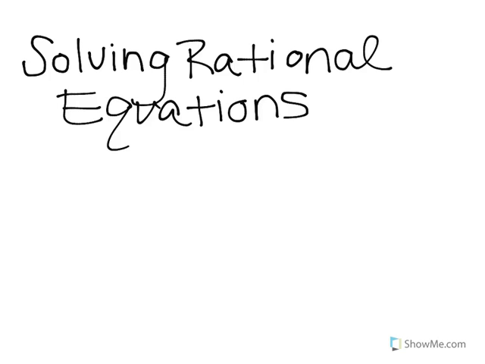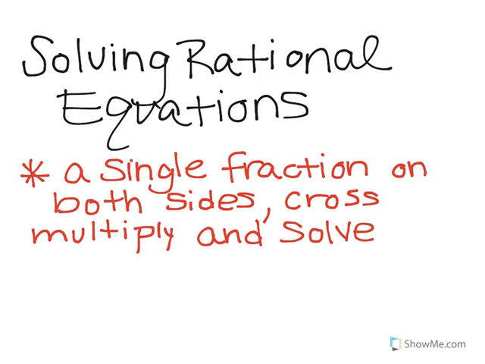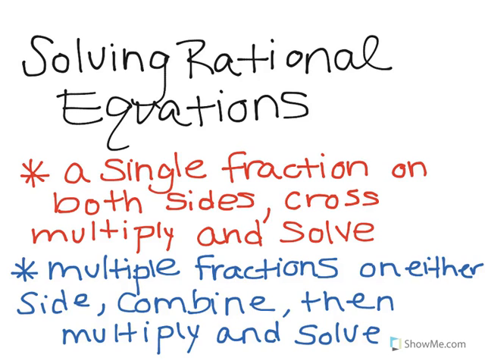When solving rational equations, there's two key points that you need to know. If there's a single fraction on both sides of the equal sign, then cross multiply and solve. And the other way is that if there are multiple fractions on either side of the equal sign, combine the two together, or three, then multiply and solve. Let's look at an example of the first way.